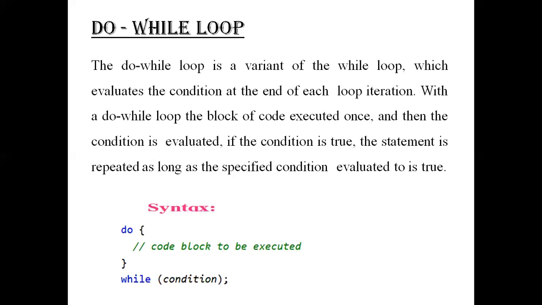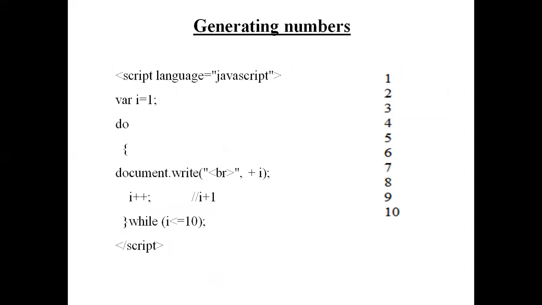So a do while loop executes statements at least once before any condition is checked. That's one. So this is a sample program, again to generate a sequence of numbers 1 to 10.